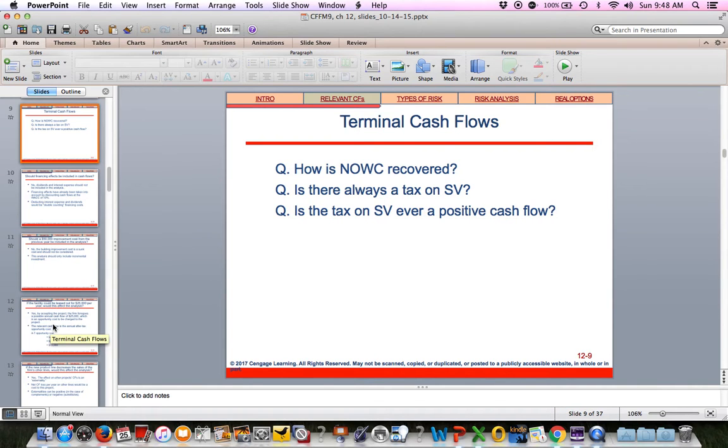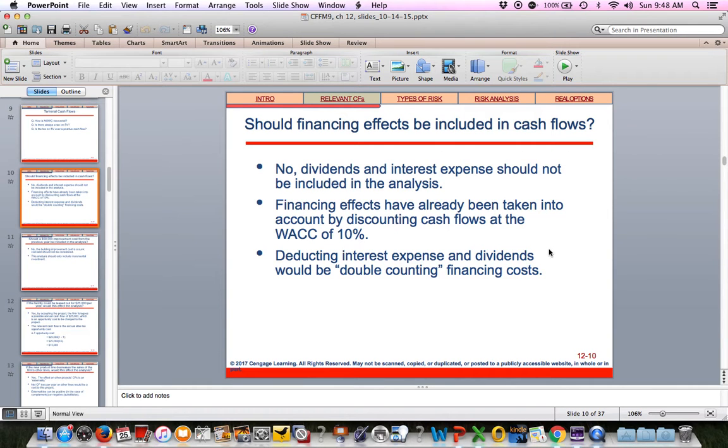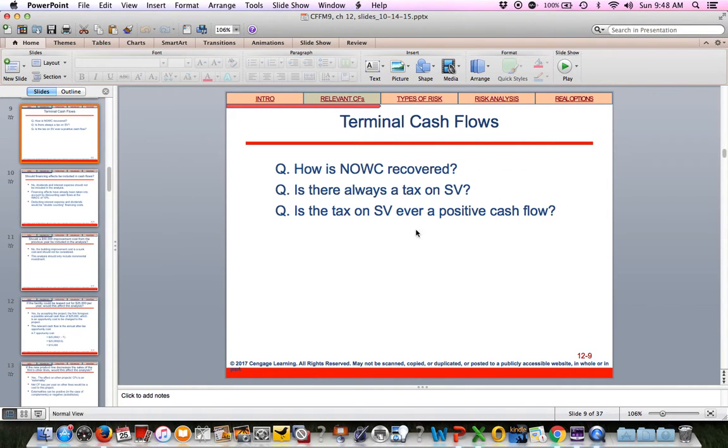So a few questions then. How is the net operating working capital recovered? Is there always a tax on salvage value? Is a tax on salvage value ever a positive cash flow? Oops, I thought I was going to answer the second question. Net operating working capital is recovered by not having to buy more, by paying off the payables and just using up our store of inventory. And now I don't have to carry that, so I've got less asset, I've got less payable. I recover that 20,000.